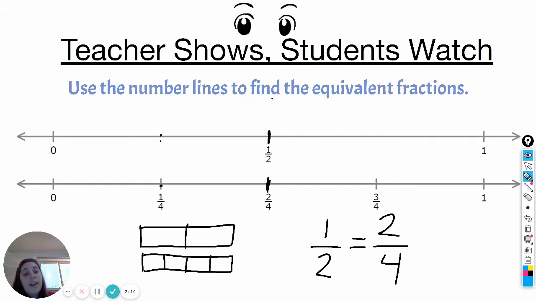If we're looking at that on our fraction strip, 1/2, or 1 out of 2 pieces, is the same as 2/4, or 2 out of 4 pieces. And you can see the same thing on the fraction strips, that they line up, they come to the same spot. Okay, so equivalent fractions will always come to the same spot on the number line. Let's go ahead and have you do one with me.